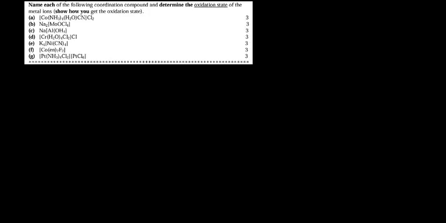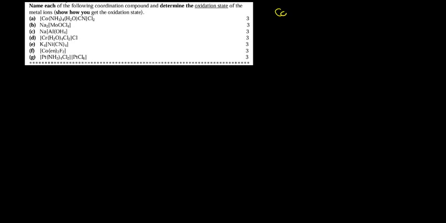Okay, so here are the compounds that we have. So we'll start with the first one. How do we determine the oxidation state and also name these compounds? All right, so say some tricks on how to name these ones. Okay, so suppose for the first one we have cobalt there. All right, we have cobalt, we have ammonia there.